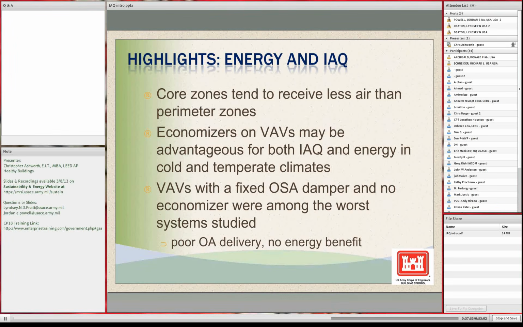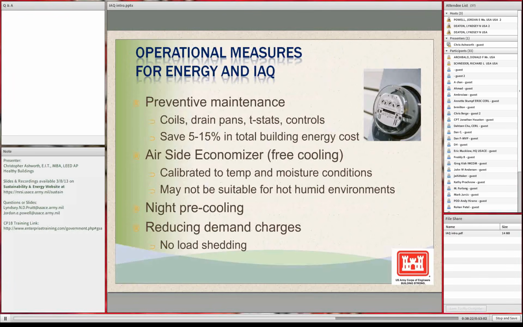Economizers on VAV systems are usually advantageous, mainly because you're going to have the ability to provide extra outdoor air into the space without having an effect on the energy use. VAVs with fixed outside air dampers and no economizers are sometimes really poorly designed systems. They have poor outdoor air delivery, and there's no real energy benefit to them. So you really have to look at the system you have before trying to save energy through possibly compromising indoor air quality. But maintaining the system is a huge aspect of it.